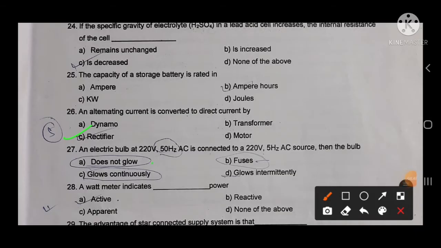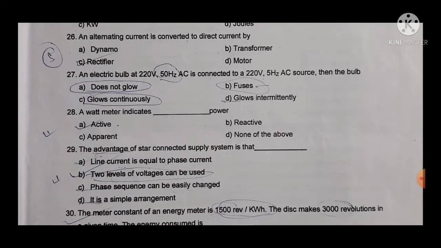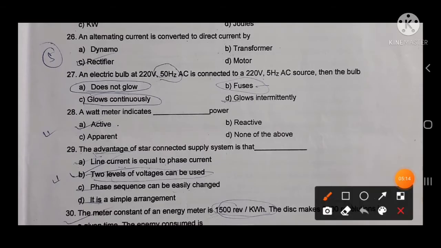An electric bulb of 220 volt 50 Hz AC is connected to a 220 volt 5 Hz AC source, and then the bulb will glow intermittently, because at 50 Hz there are 50 cycles in 1 second, but in the case of 5 Hz there are only 5 cycles in 1 second. So the bulb will glow intermittently, one time it glows, another time it goes dim. The wattmeter indicates active power.